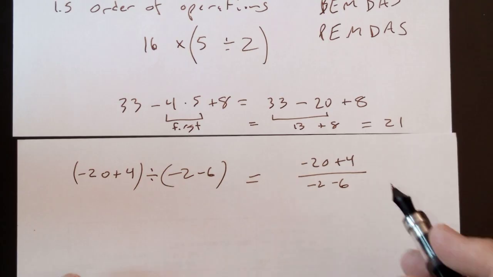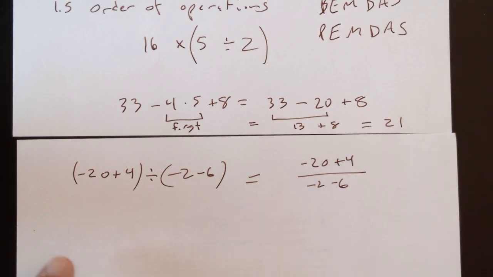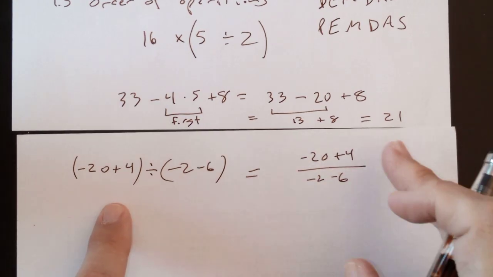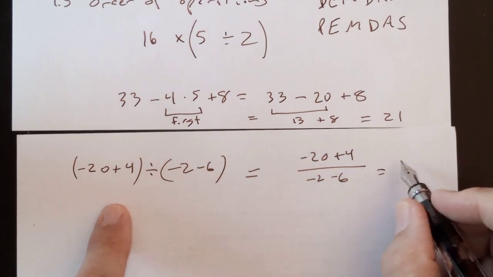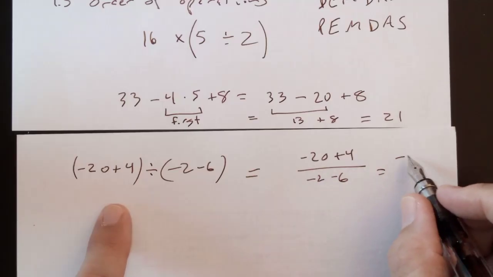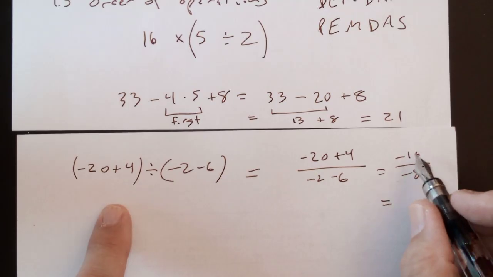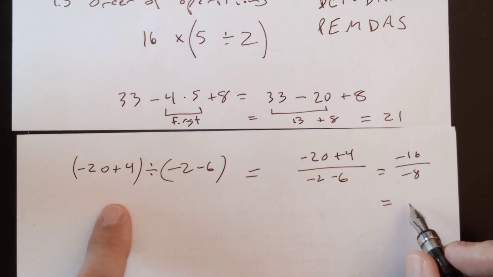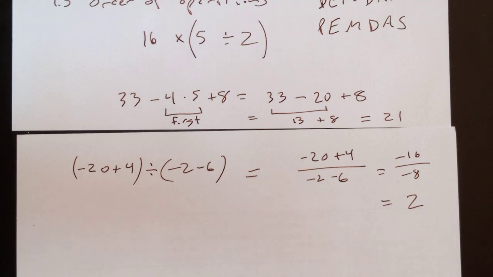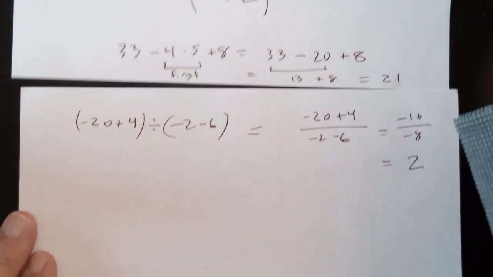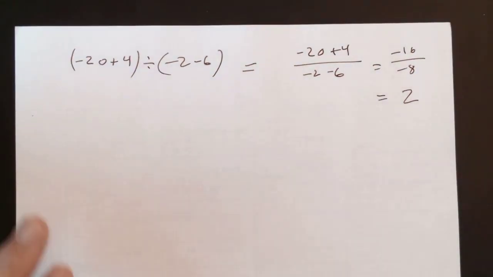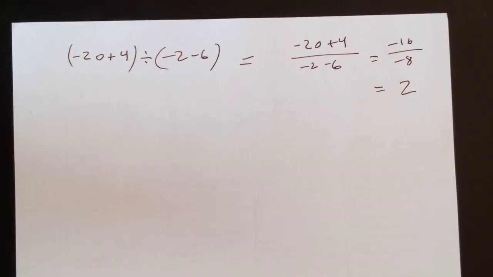So, again, division would be done before adding and subtracting, but there are implied parentheses here in this expression. So I end up with negative 20 plus 4, negative 2 minus another 6, negative over negative becomes positive, 16 over 8 is 2. And over here.